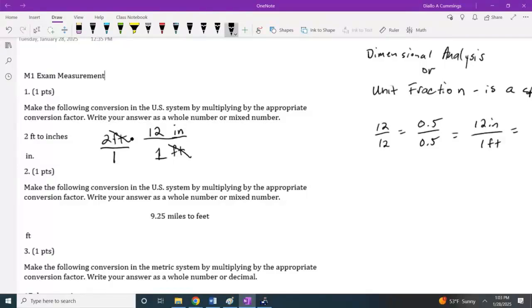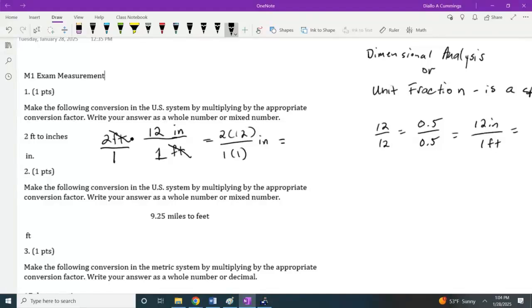So now I'm only left with the unit of inches, which is what we want. So now I'm just going to multiply. I'm going to multiply my numerators, 2 times 12. I'm just going to write that out. I'm going to multiply my denominators, 1 times 1. I'm going to keep my unit, which is now what? Inches.